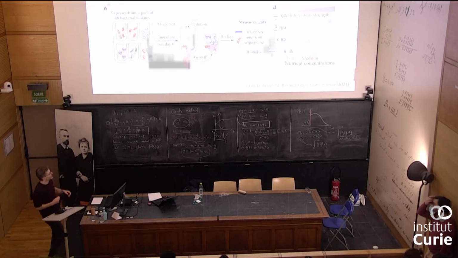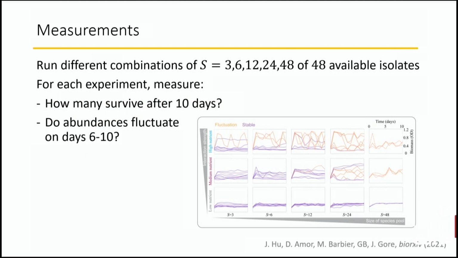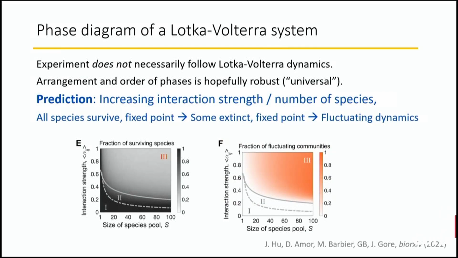Again, remember what we want. We are just asking if it's fluctuating or not. Whether the optical density is exactly the biomass or not is not so crucial to us. Anything else about that? Yeah, like the interaction strength.